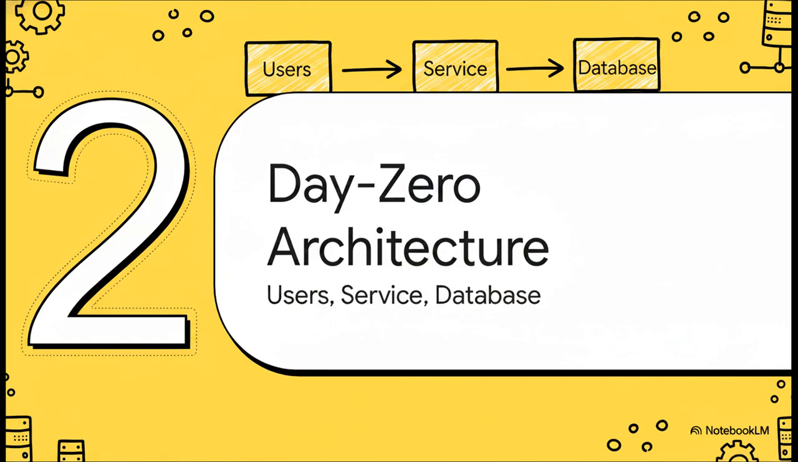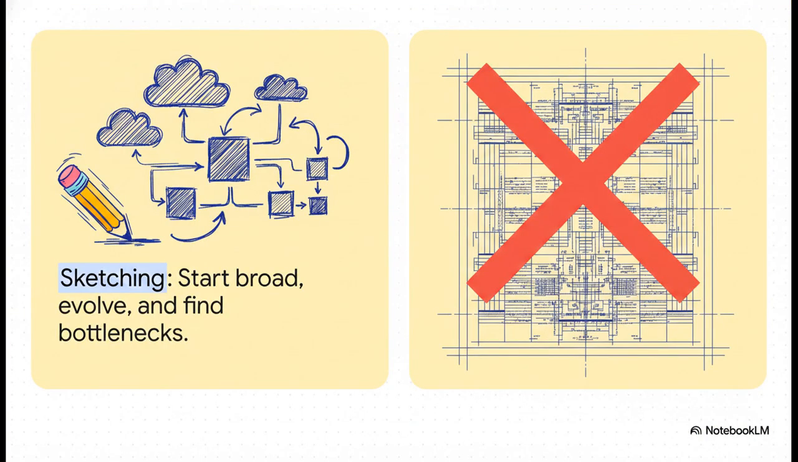Moving on to our day zero architecture, let's figure out the baseline we need to establish minimum viable correctness. And honestly, there is a massive mindset upgrade we need to talk about here. Junior engineers, they tend to use templates, but senior engineers, they sketch. You don't just start with sharding, Kafka, and geo-distribution right out of the gate. That's premature scaling. You want to start broad, kind of like a cartoonist drawing a rough rectangle before adding the fine details. You evolve, you find the bottlenecks, and you iterate. Every new system should be a fresh sketch.